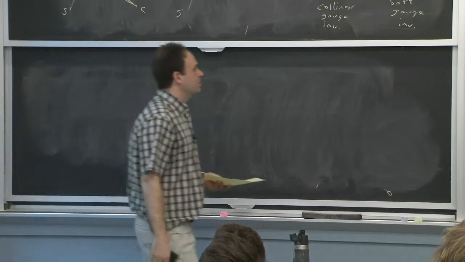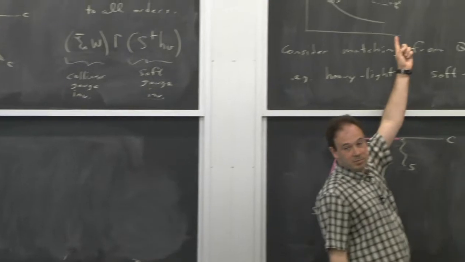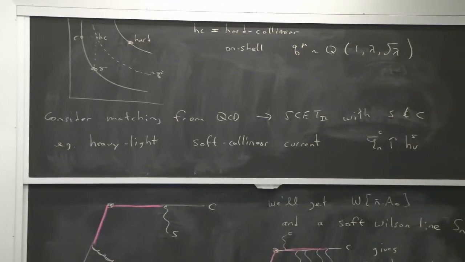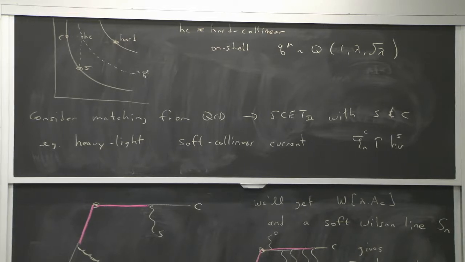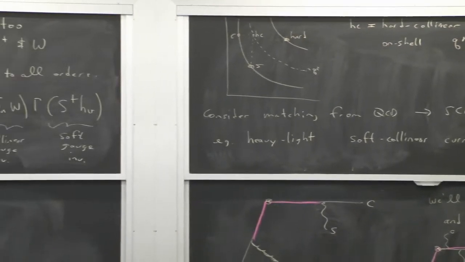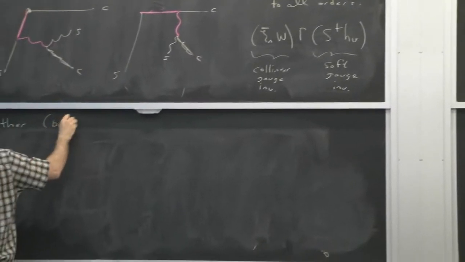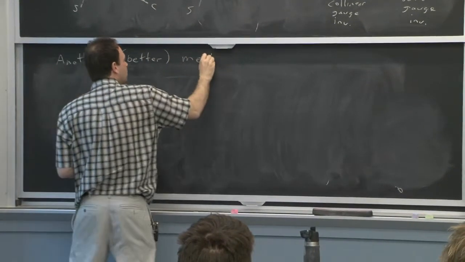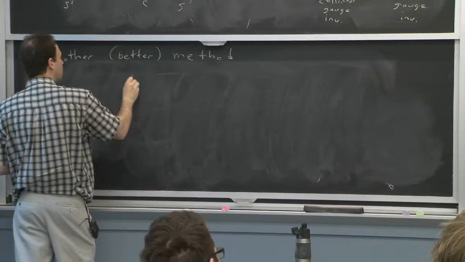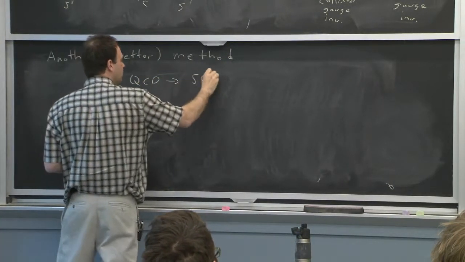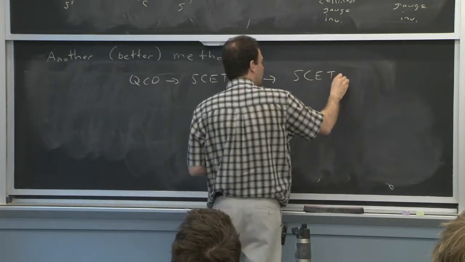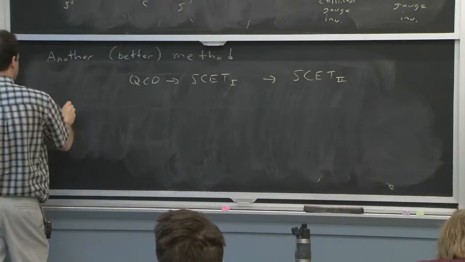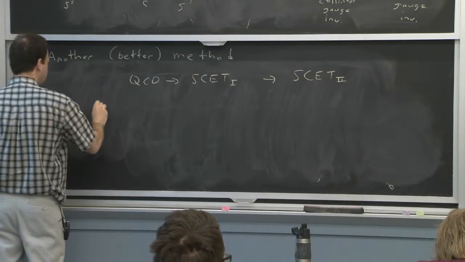And the way that we can do that is by using this dashed line up in the picture. Think about formulating, rather than directly this SCET2, first an SCET1, and then we'll match that SCET1 onto SCET2. So another, in some ways better, method is to do QCD to SCET1, and then SCET1 to SCET2. So kind of 3 steps.